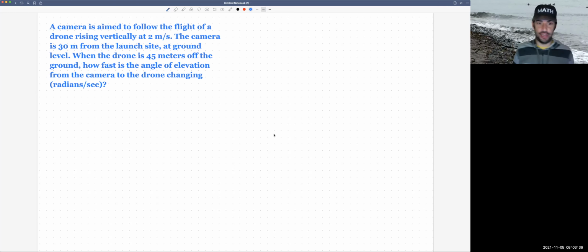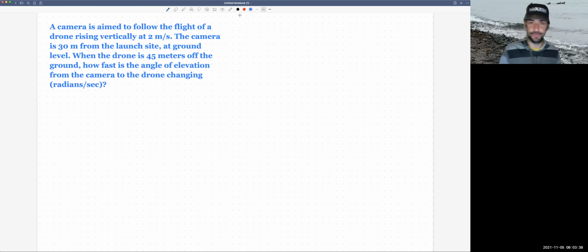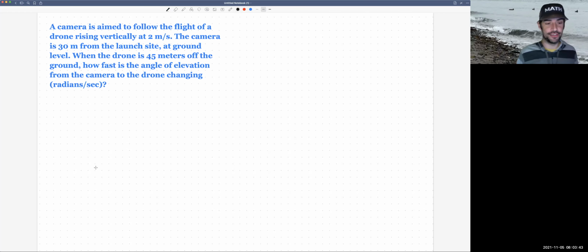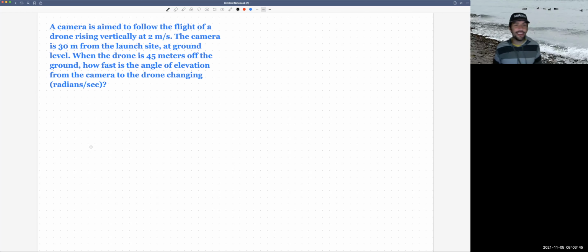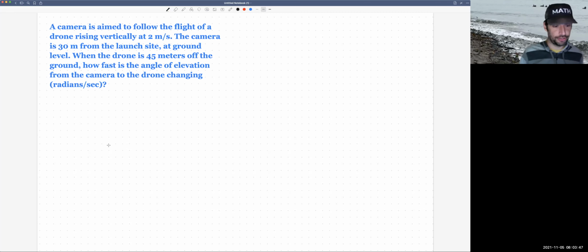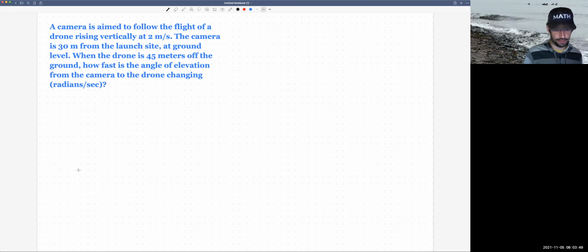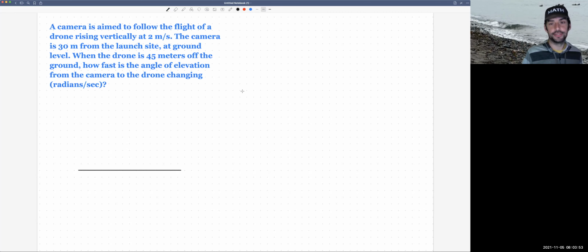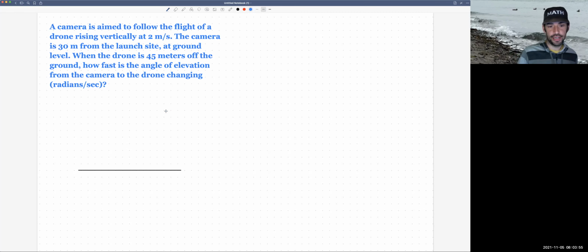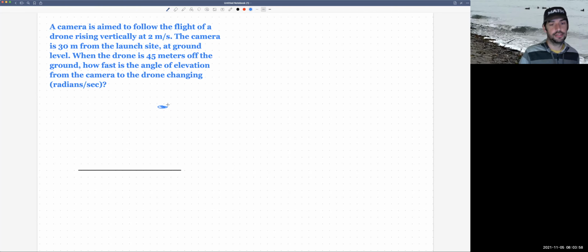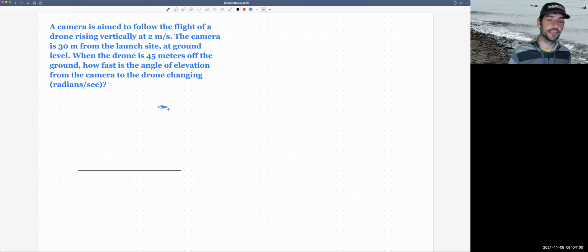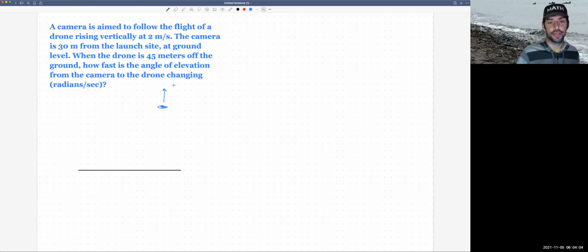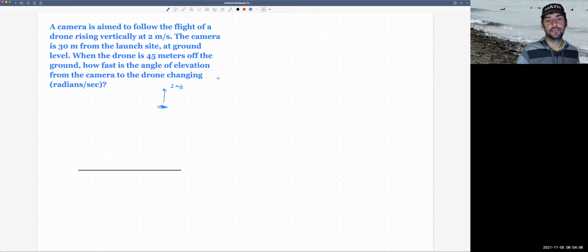So a good first step whenever we have this kind of problem, where a situation is described, is we've got to make sure we understand this situation. And in a lot of cases, drawing a picture is the best thing to do. And I think this is certainly a case for that. So here's my ground, all right, and I've got a drone. I don't know if that looks like a drone. And our drone is rising, remember, so it's going up at 2 meters per second.